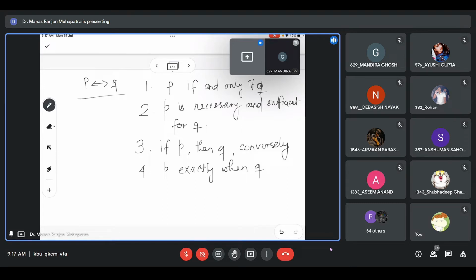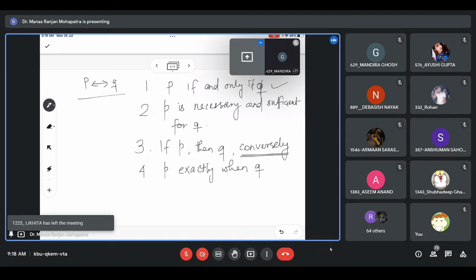Okay, these are the equivalent forms of biconditional. Either you can write it in the form P if and only if Q, or you can write P is necessary and sufficient for Q, if P then Q and conversely. This word conversely means if Q then P. That's the meaning of the converse statement, which we'll discuss later on.